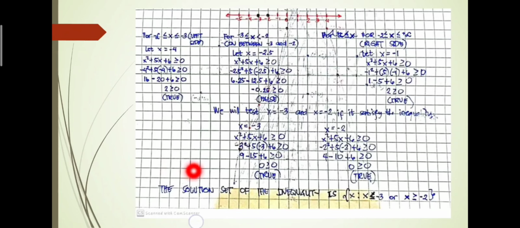Therefore, the solution set of the inequality is x is less than or equal to negative 3. Itong white ang tingnan nyo. Or x is greater than or equal to negative 2. Hindi kasali yung nasa middle. So, x is less than or equal to negative 3, ito. So, kasali yung negative 3, papunta sa negative infinity. Then, ito naman, x is greater than or equal to negative 2. So, kasali yung negative 2, papunta sa positive infinity.